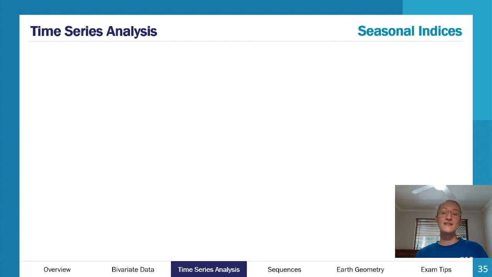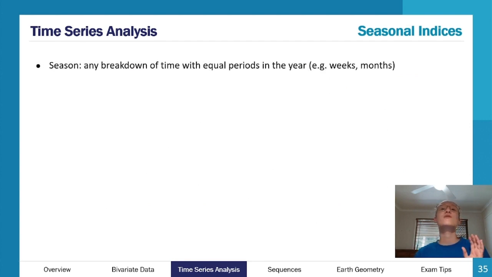So awesome, that's our time series analysis, which brings us to seasonal indices. First thing I want to clarify is, what is a season? Well, summer, autumn, winter, spring might be our first thought, and that's totally an okay thing to jump to. That's definitely where my brain goes as well. And they are seasons, but they're not the only things that are seasons. Seasons are any breakdown of time with equal periods in the year. So a season could be days, weeks, months, or quarters, which is kind of what we understand seasons to be for the most part.